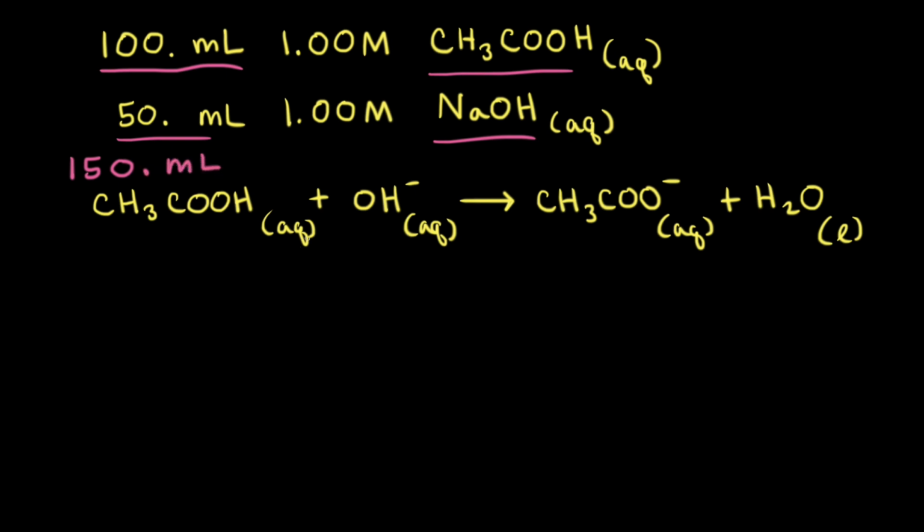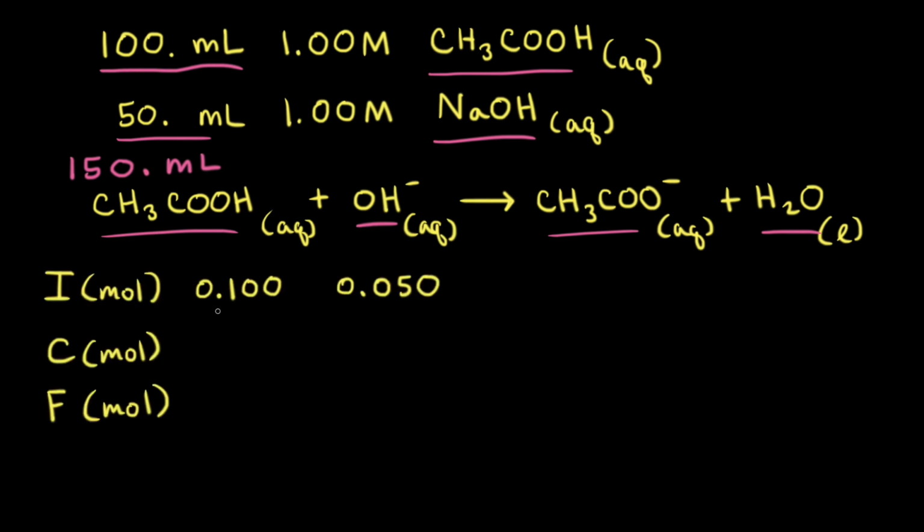And when the two solutions are mixed, the acetic acid will react with hydroxide anions to form the acetate anion and water. To figure out what's left over after the reaction goes to completion, we're going to use an ICF table, where I stands for initial, C is for change, and F is for final. We've already calculated the initial number of moles of acetic acid is equal to 0.100, and the initial number of moles of hydroxide anions is equal to 0.050.